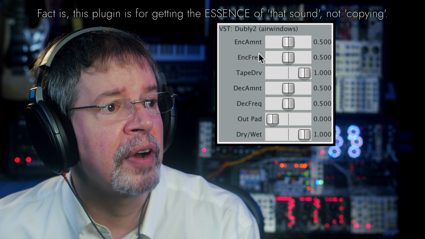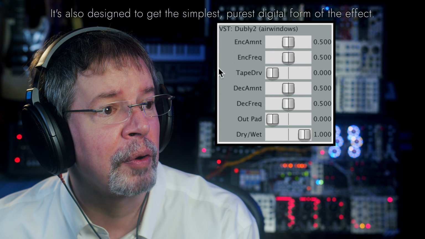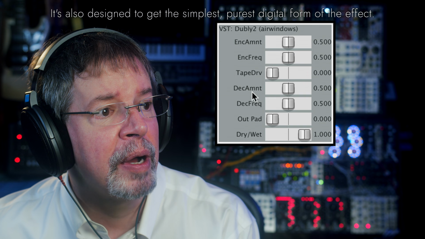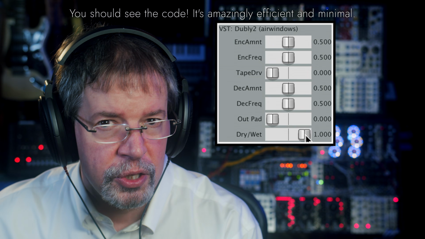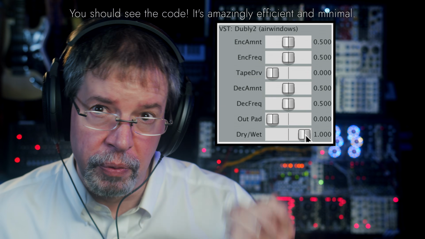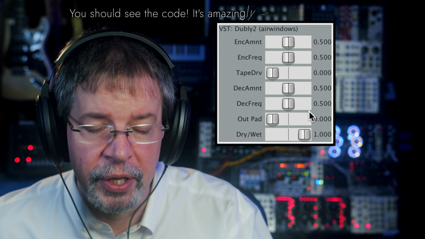Dubly2. As you can see, we've got encode amount, encode frequency, tape drive, which is currently all cranked up, decode amount, decode frequency, out pad, and a dry wet. So what does this thing actually do? Well, this type of processing works in a particular way.